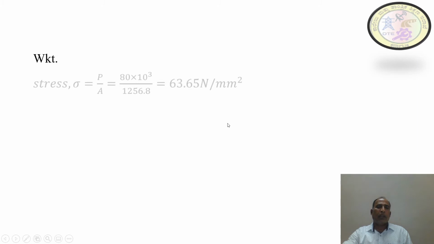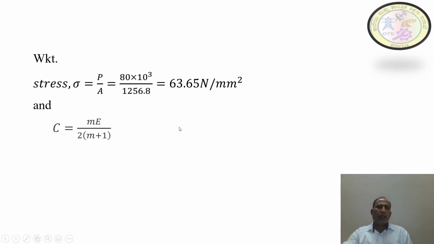We know that stress sigma is equal to force per unit area, that is P by A, equal to 80 into 10 raised to 3 divided by 1256.8. So sigma is equal to 63.65 Newton per mm square. And we know that C is equal to mE divided by 2 into (m plus 1). This is the relation between the shear modulus and the Young's modulus.